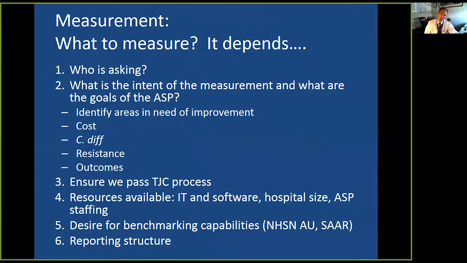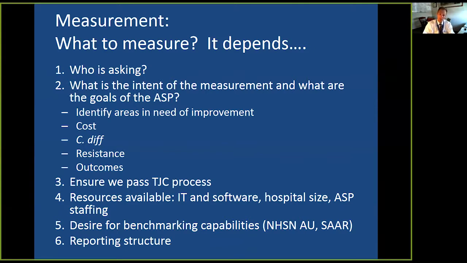All right, so the last thing we're going to talk about is one topic within measurement. This is a topic we talked about before, and we've talked about what to measure, and the answer is it depends. And it really depends on who is asking. Is this your administrator asking you to measure? And if that's the question, what is the intent of the measurement and what are the goals of the stewardship program? Is the intent to look for needs of improvement? Are you looking at cost or C. diff or resistance or outcomes? Well, it really depends on what your goals are; that will dictate your actions and also dictate what you actually measure.